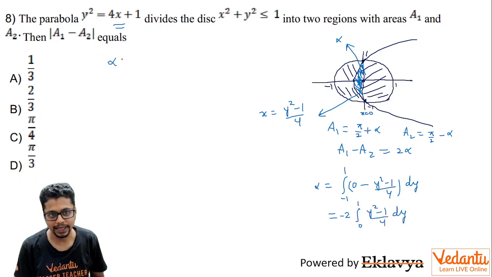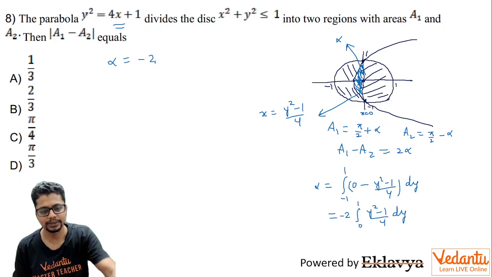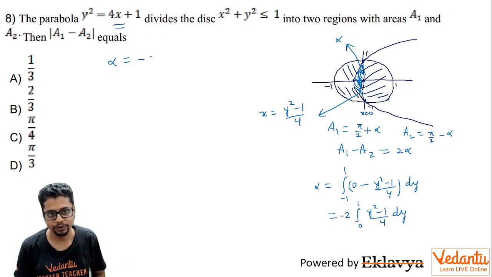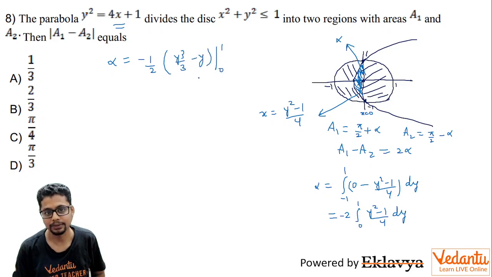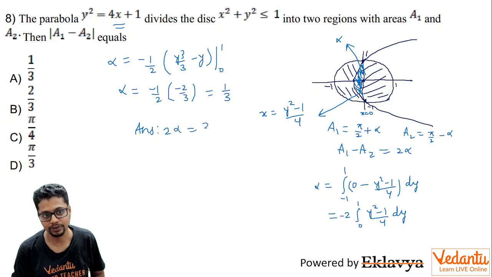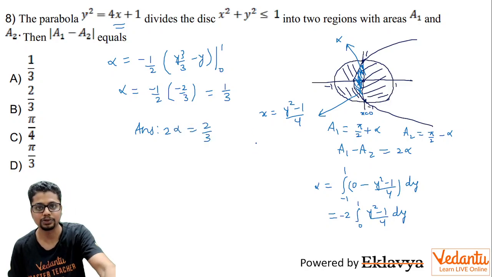So this alpha becomes minus 2, or rather minus 2 by 4, which is minus half, times y cube by 3 minus y, with 0 and 1 as the limits. At 0 it is anyway 0, and at 1 you get 1 by 3 minus 1. So alpha is minus half times 1 by 3 minus 1, which is minus 2 by 3. So what you have is 1 by 3. And my answer is not alpha, it is 2 alpha. So 2 by 3 is supposed to be the answer. B is supposed to be the answer. Thanks for listening.